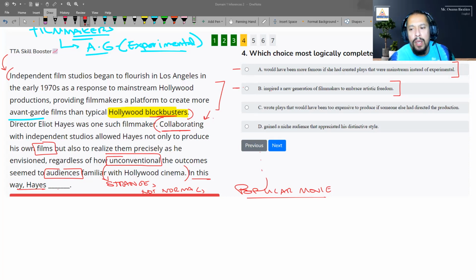So what was the support for B? Where does it say he would inspire other filmmakers? Yeah, it didn't say that in the paper. Any support there? No.